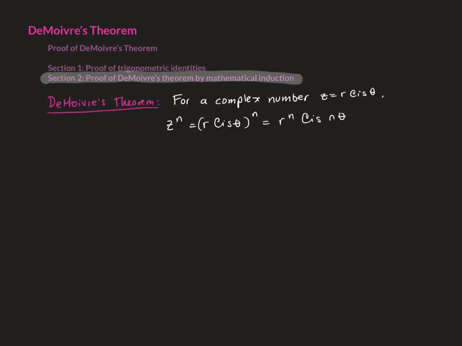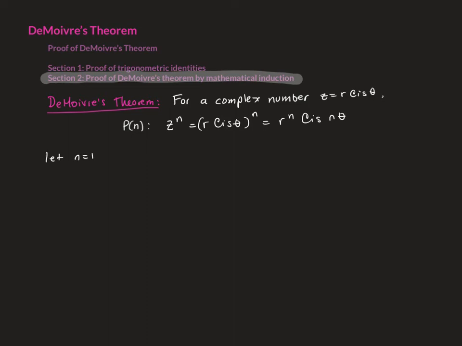DeMoivre's theorem states that for a complex number r cis theta, this is in polar form, the power of n of the number is going to be equal to the modulus to the power of n times cis of n times the argument. So we're going to prove this by mathematical induction. We're going to assume that this is the statement Pn, and we're going to try for n equals 1. So let n equal 1.